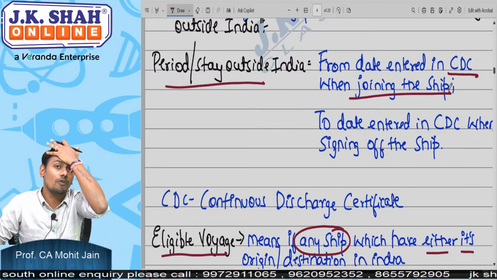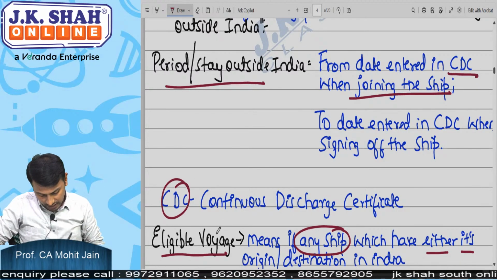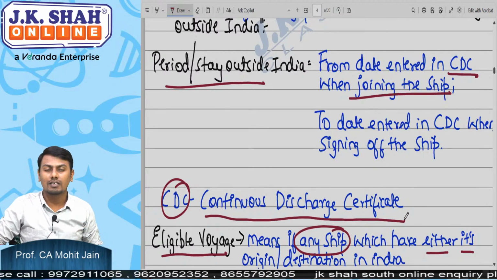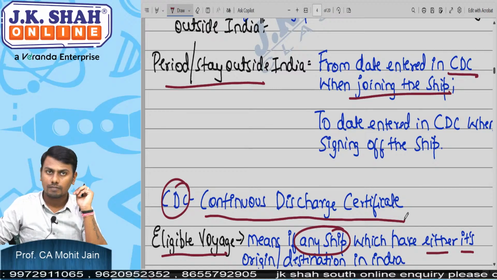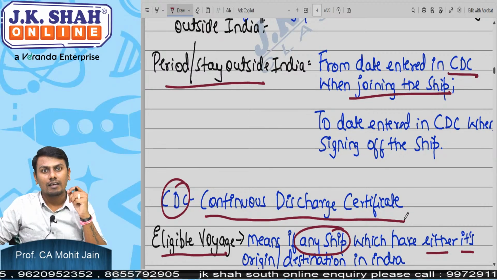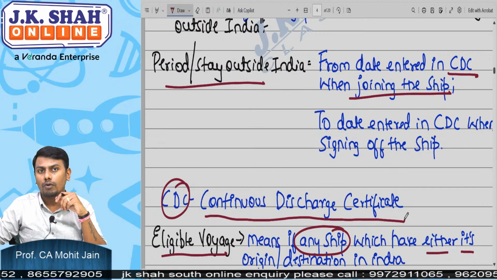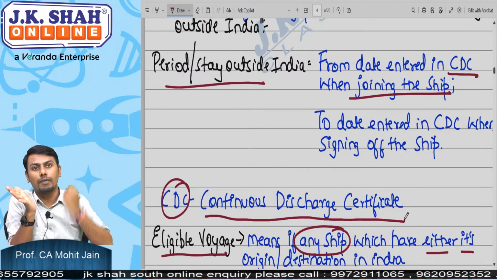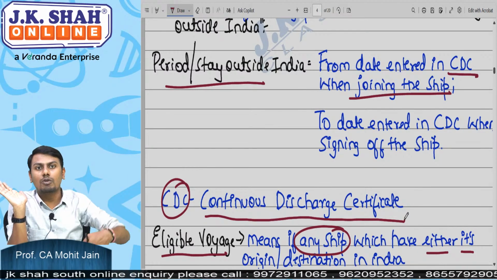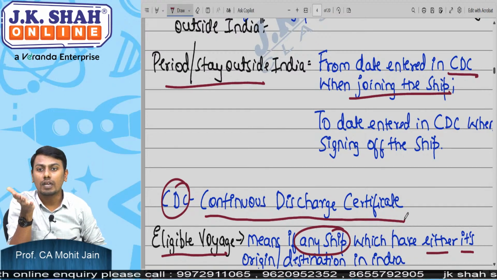Now the question is, sir, what is CDC? It's not C, but C here. CDC means continuous discharge certificate. So now what is this? See, if you have gone abroad, let us say from Bangalore you are going to Dubai. The day you leave Bangalore airport, the authorities will put a stamp, date of departure from India. And once you come back to India, again they'll put a stamp, date of arrival to India.